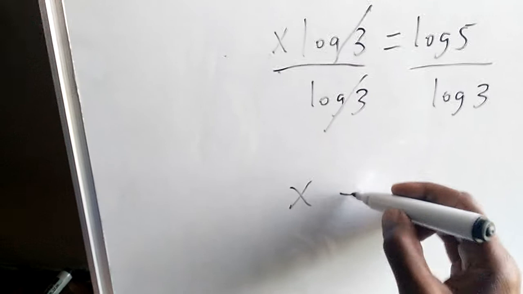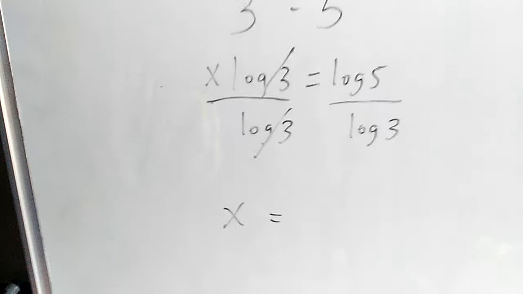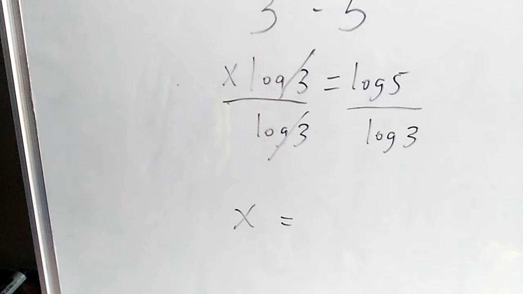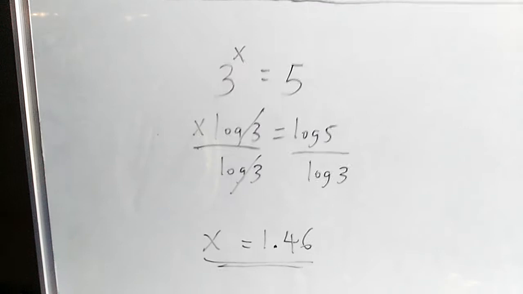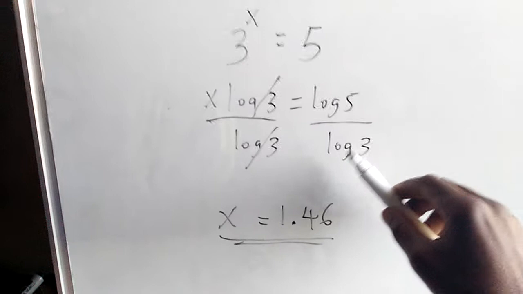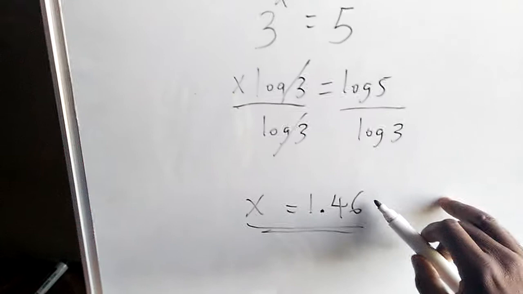X will therefore be equal to, and so you are dividing log of 5 by log of 3. You're getting 1.46. Other calculators prefer that you start with a log of 5 divided by log of 3. And some calculators like mine here, it prefers you first of all press the digit, go to log, divide by, press the digit, go to log, and then you press the equal button.